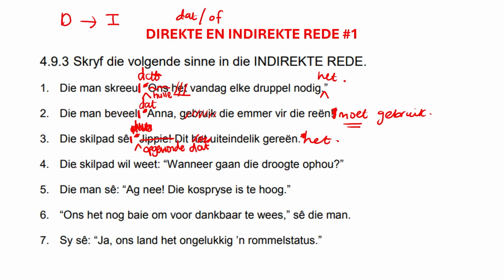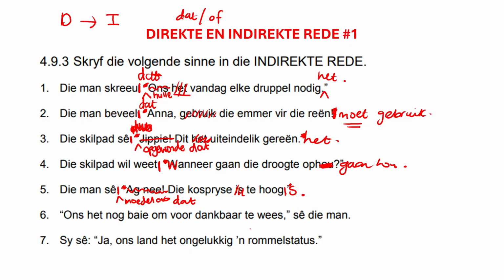I hope so. Number 4. Die skilpad wil weet, we remove that. Die skilpad wil weet wanneer die droogte opgaan hou. Full stop. Die man sê, ag nee, die kospryse is te hoog. So first and foremost, we know we can't use ag nee. We can't use that exclamation. We have to change that to a word that describes ag nee. When you say ag nee, you are like moedeloos, right? So I would use the word moedeloos here. So I would say, die man sê, take away that. Die man sê moedeloos dat die kospryse te hoog is. Remember, verb goes to the end.